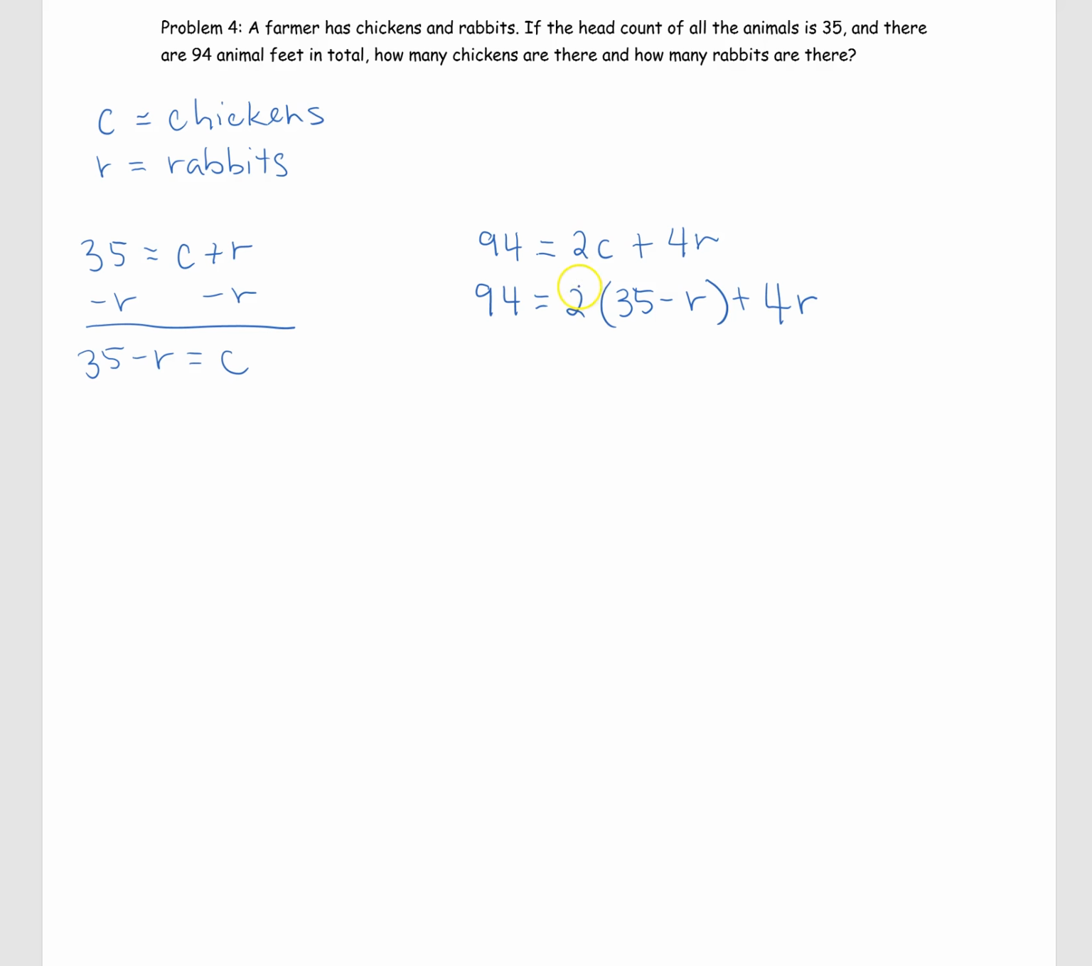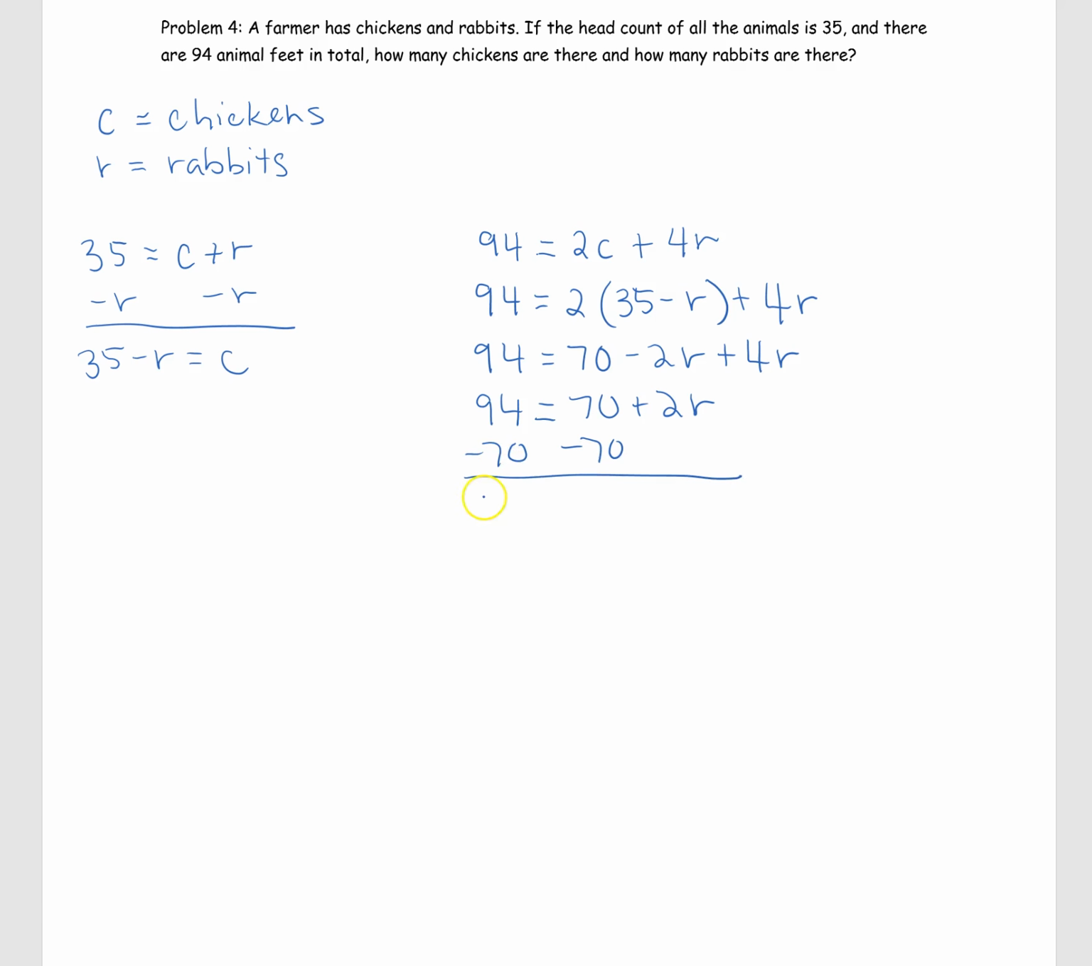To start off with, I'm going to multiply the 2 into this bracket. So 2 times 35 is 70. 2 times negative r is negative 2r. I still have this plus 4r on the outside. And now combining like terms, this gives me 70, and negative 2r plus 4r is positive 2r. Now I'm going to subtract 70 on both sides.